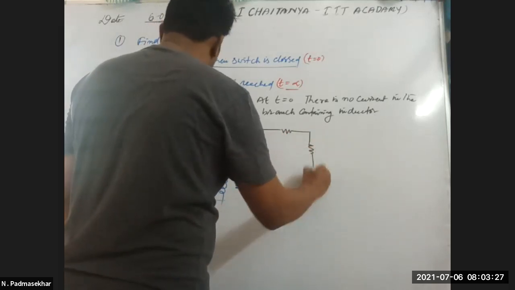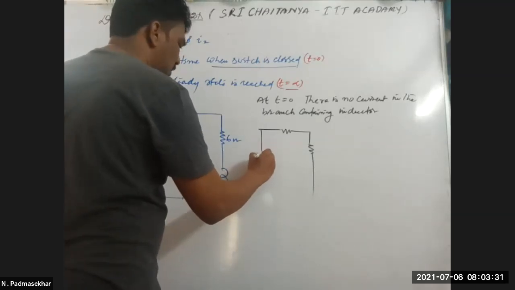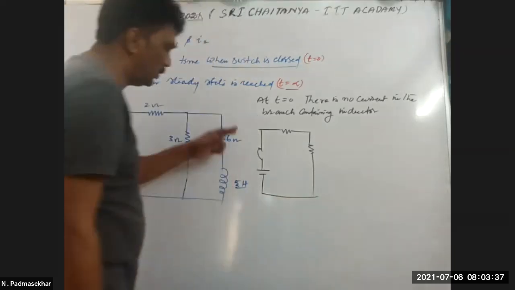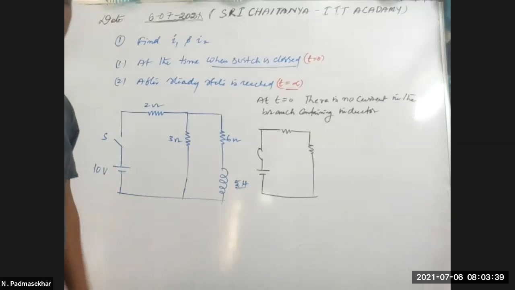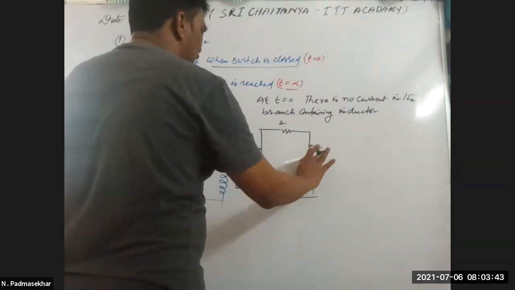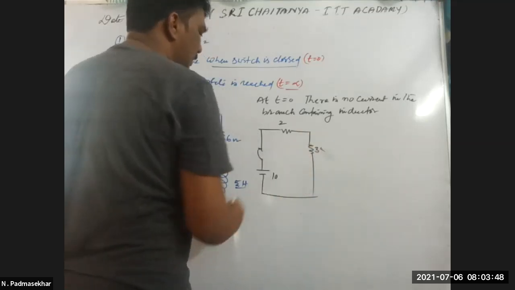The circuit is like this only. This is the circuit, and the switch is closed, like this. This branch is no longer there in this circuit. So it is not there. This is a 2, this is a 3, this is a 10.